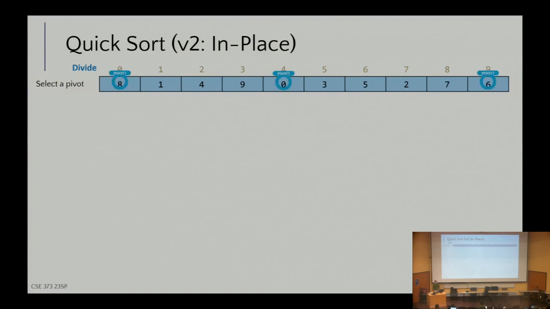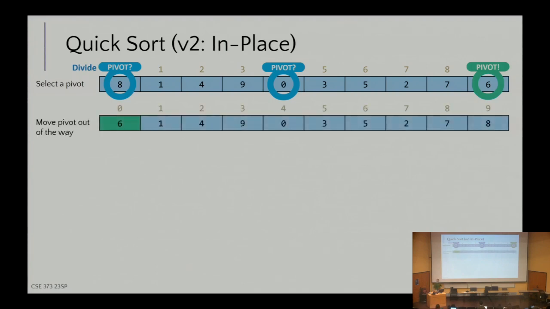The first thing I'm going to do is look at my 3 values, the thing at index 0, the thing at the very end, and the thing in the middle. So I have the values 8, 0, and 6. 6 is the median value of those 3 numbers. I'm going to move 6 by swapping it to index 0. And then I am going to loop from index 1 and the last index towards each other and move things out of the way so that everything before comes before the pivot and everything afterwards comes after.